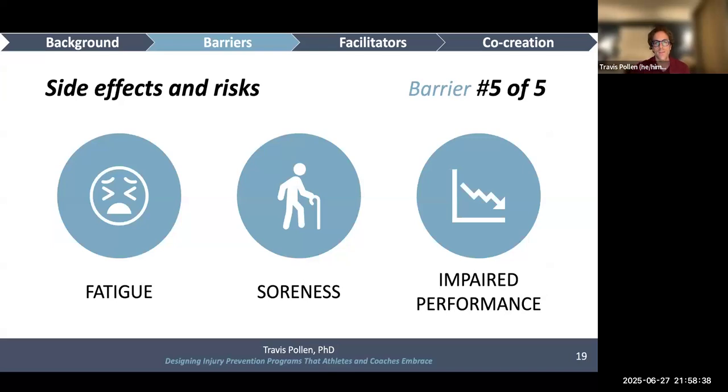And finally, we have side effects and risks, or perceived side effects and risks. So athletes and coaches might be worried that the injury prevention exercises are going to cause them a lot of fatigue and make them really sore, and that fatigue and soreness is going to impair their subsequent performance.